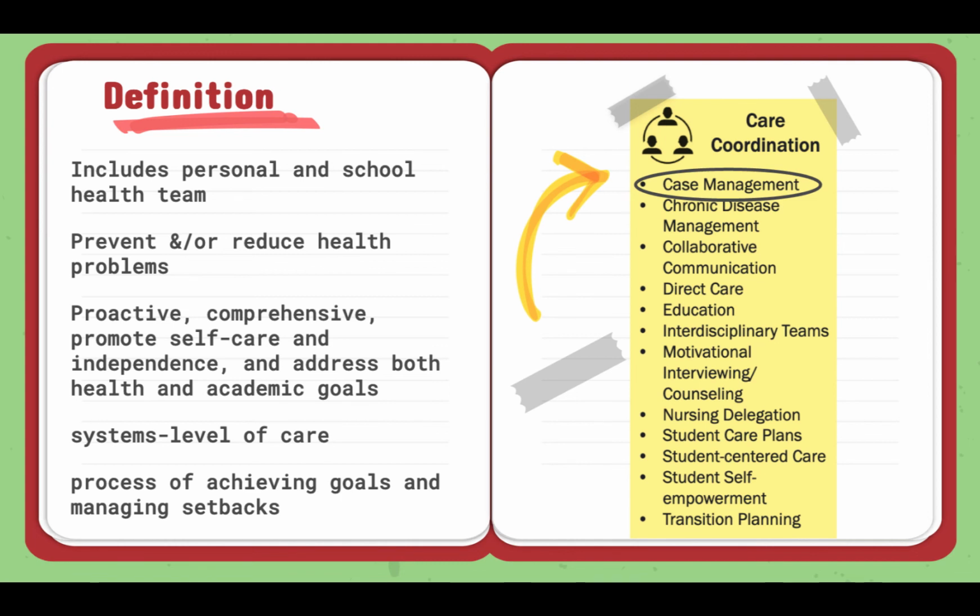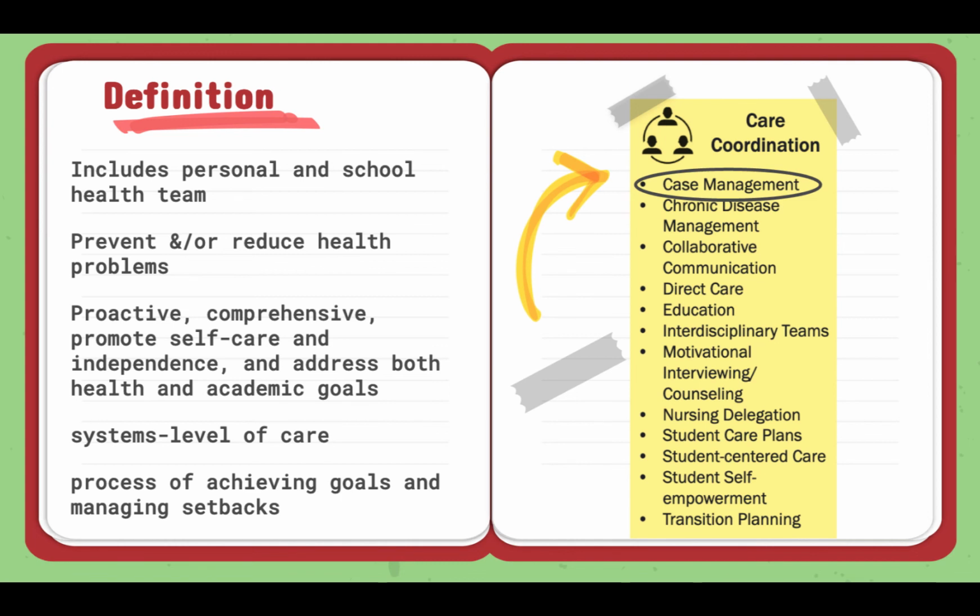Case management, you need to know, is systems level care. It's not a specific or certain intervention that you carry out. It's not a single person carrying out interventions. It's a continuous process of looking at goals, building goals, achieving the goals, and managing any setbacks or barriers to those goals throughout the child's education or during their time where they need this care coordination and case management.